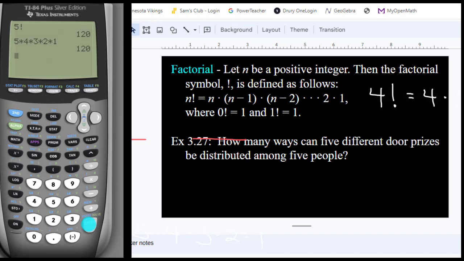We're going to be using that menu right there, the math and then probability menu, for several different things. In this lesson, we're going to be using those 3 most of all. The nPr, the nCr, and the factorial. We'll come back to what those other 2 mean. But that's how we do factorial.